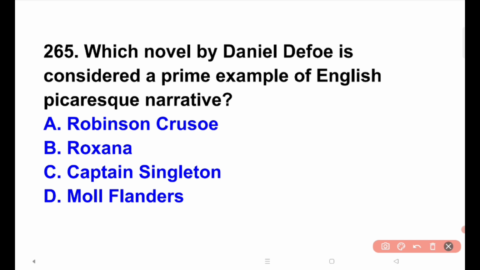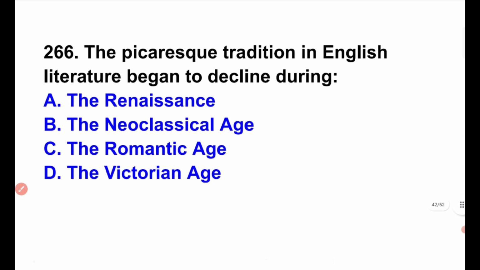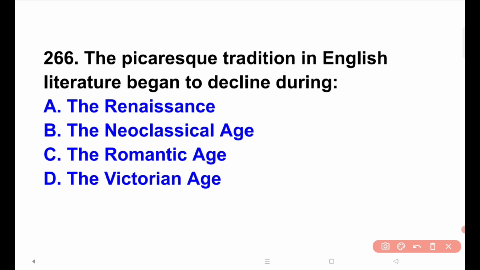Next. The picaresque tradition in English literature began to decline during what? 19th century. Option C, the Romantic Age. The episodic, rough style of the picaresque gave way to more unified, character-driven novels during Romanticism. Renaissance, Neoclassical, and Victorian periods are all different. Next, the Pre-Raphaelite Brotherhood.